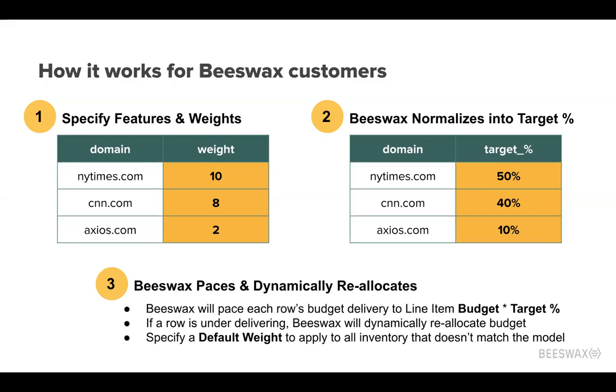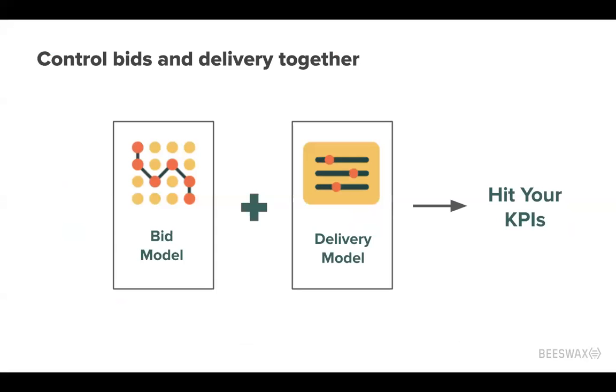And it's worth noting that we have this notion of a special default weight that you can apply for any inventory that doesn't match the model. So, you know, in this case, you could say for any site that is not on these 3 sites, I want to apply a default weight, which you can do in the platform. So that's a little bit more about how it works.